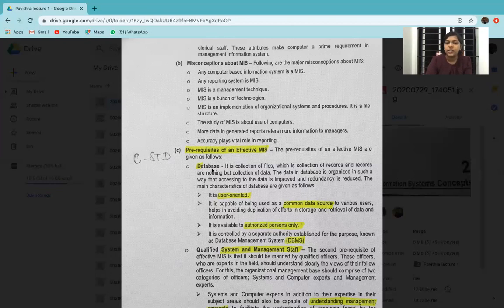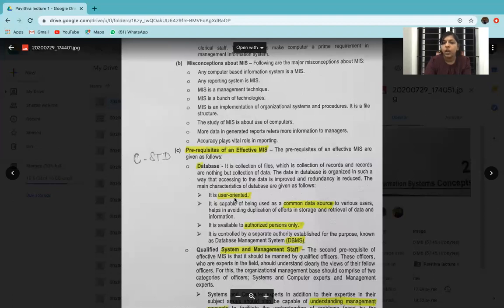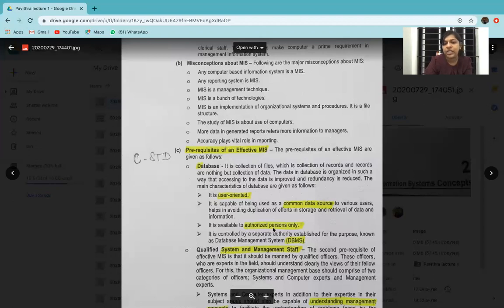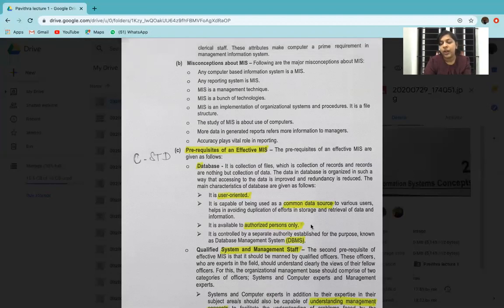D, database. We know it's a collection of files and records. What are the characteristics of such databases? It should be user oriented, yes, because the users are the key players. And a common data source, which you have already seen. So the database is going to be one database, a super file. It should be user oriented and have a common data source available to authorized persons only, because only then can we be sure about the accuracy and the authenticity as well. And then it is controlled by a separate authority, the DBMS, database management system.